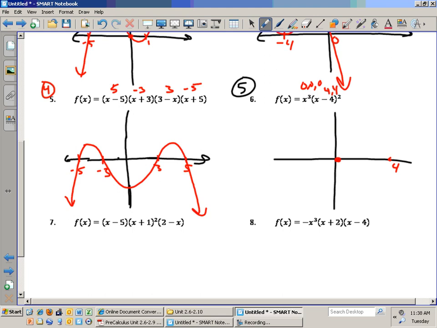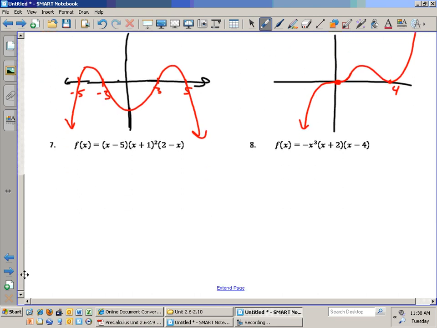What happens at that 0 spot? Flattens out and passes through, right? What happens at the 4? Touches tangent. That's what that looks like. If you graphed it on a calculator, it would look very, very similar to that. That's what's neat is that we can do that quick.